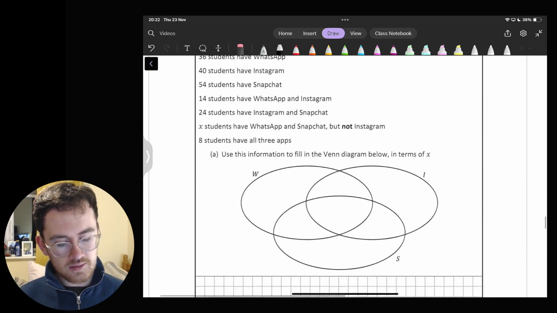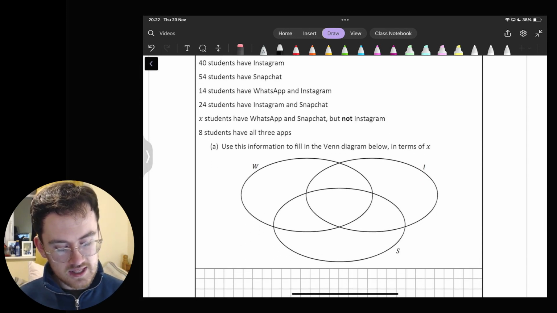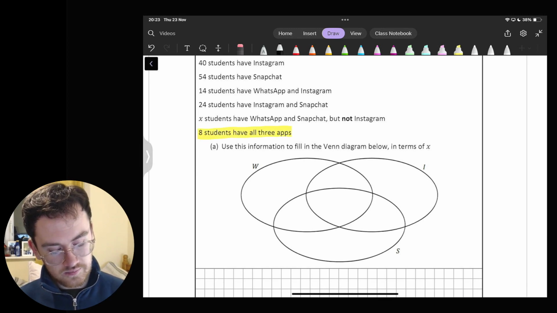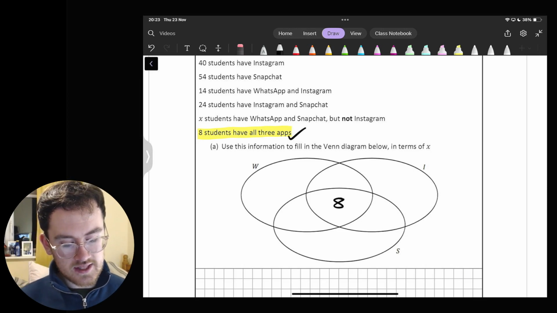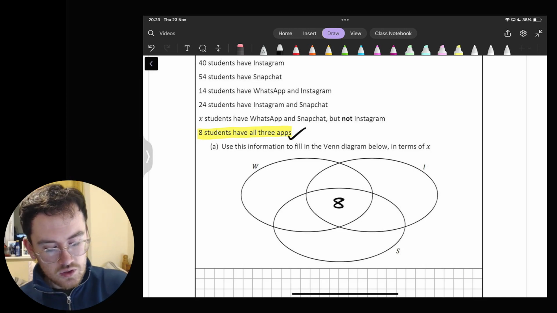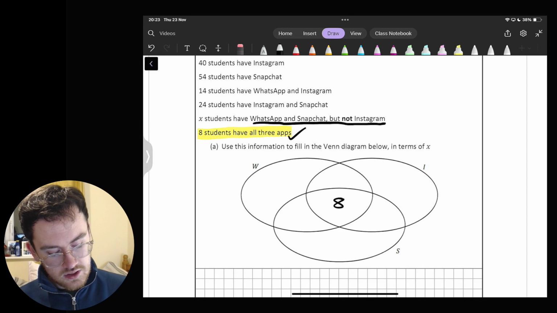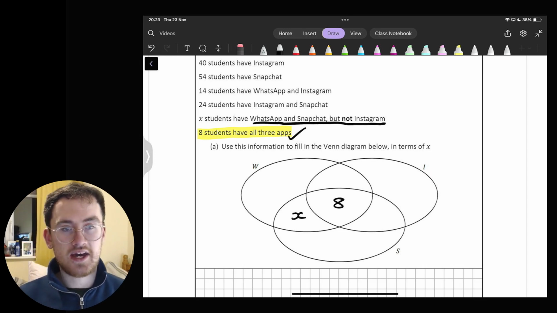We might start from the bottom here because I can see straight away on the bottom it says 8 students have all 3 apps. So that goes straight into the middle, and we'll tick it off. X students have WhatsApp and Snapchat but not Instagram. So WhatsApp and Snapchat but not Instagram is going to be this section here, my X part.